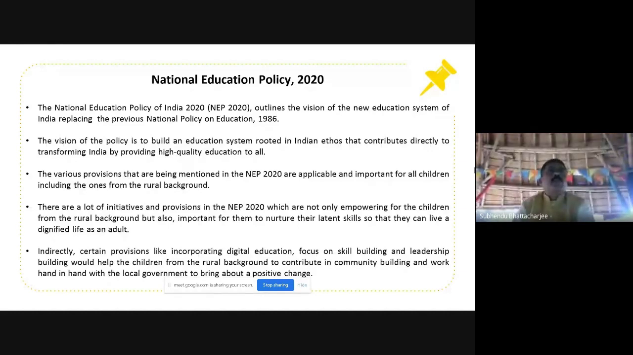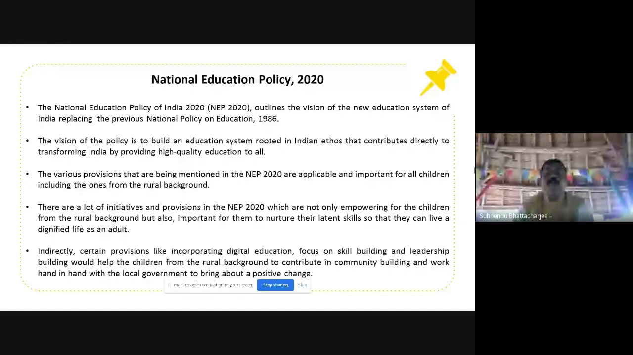So they are not able to contribute what is expected from them in nation building. So the vision of the policy is to build an education system rooted in Indian ethos that contributes directly to transforming India by providing high quality education to all. The various provisions mentioned in NEP 2020 are applicable and important for all children, including those from rural backgrounds, the most remote areas, and the last child. There are a lot of initiatives and provisions in NEP 2020 which are not only empowering for children of rural backgrounds, but also important for them to nurture their latent skills so that they can live a dignified life as adults. Indirectly, provisions like incorporating digital education, focus on skill building and leadership building would help children from rural backgrounds contribute to community building and work hand in hand with the local government to bring about positive change in society.